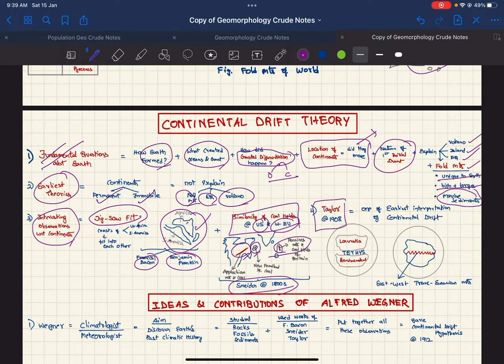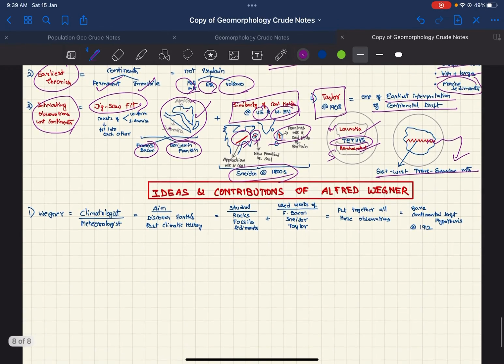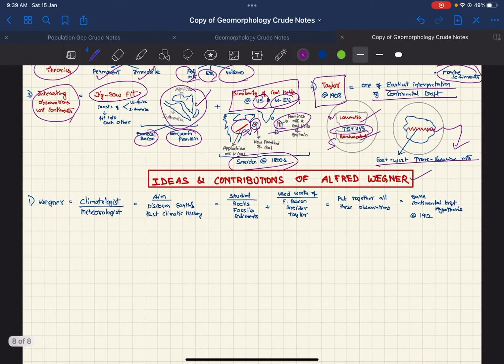And Taylor in 1908 gave one of the earliest interpretations of continental drift. According to him, there were two supercontinents, Laurentia and Gondwanaland in north and south. In between, there was the massive sea called Tethys. Due to some factors, they both came together and the sediments got pressed up and turned into the east-west Trans-Eurasian mountains. Now we'll look at the ideas and contributions of Alfred Wegener.